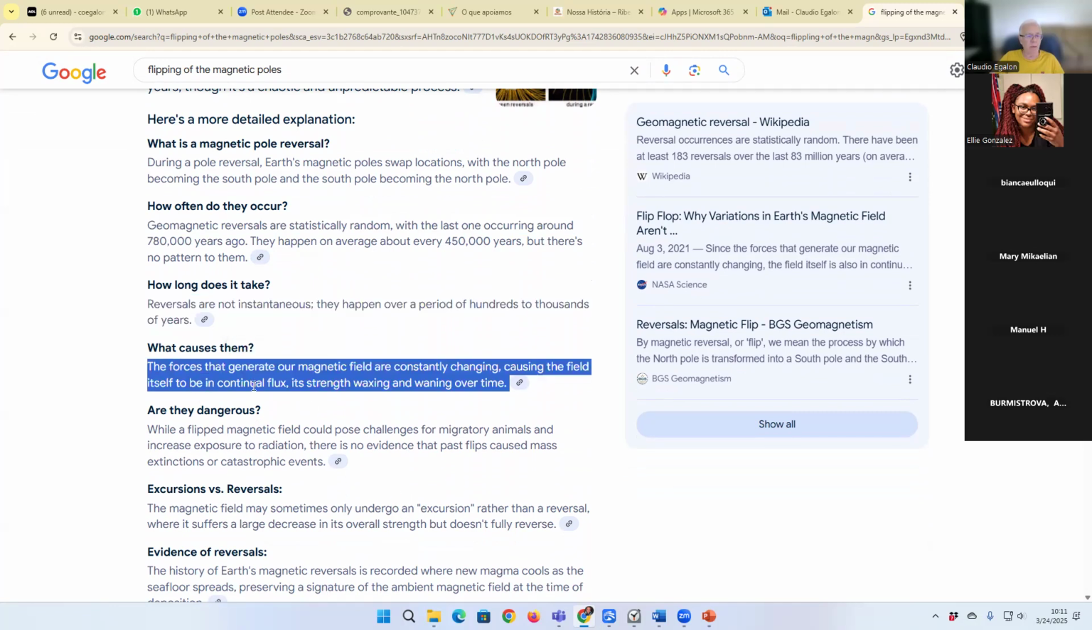What causes them? They don't know exactly what causes them, but the forces that generate our magnetic field are constantly changing, causing the field itself to be in continual flux, its strength waxing and waning over time. People believe that has to do with the flow of current in the core of the Earth.